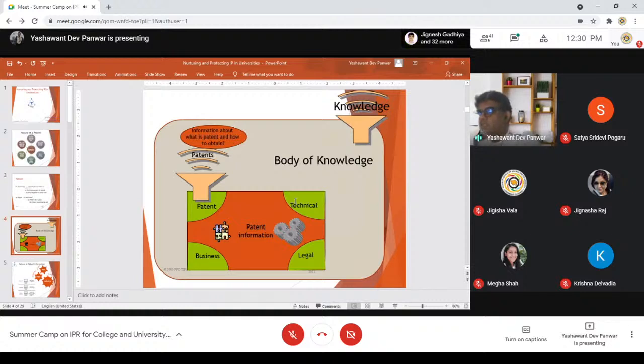Let's look at this as a whole body of knowledge. At each given point in time, this body of knowledge is receiving a lot of new knowledge in different subject areas, be it history, psychology, economics, or science and technology. So the body of knowledge is ever growing, and patents play a very important role.